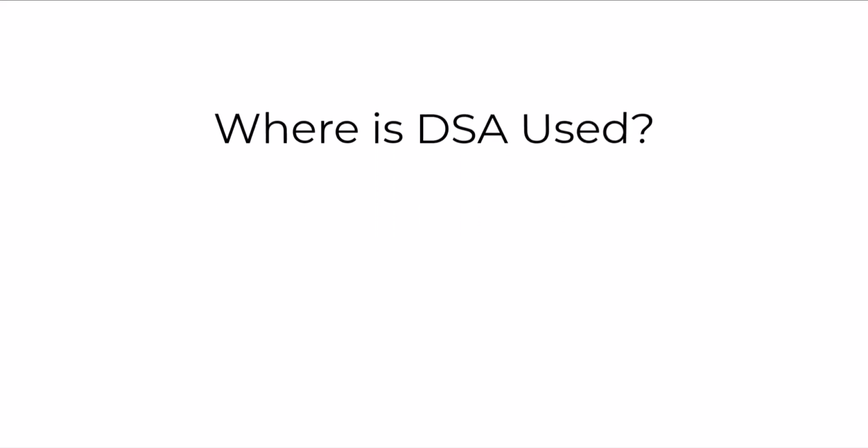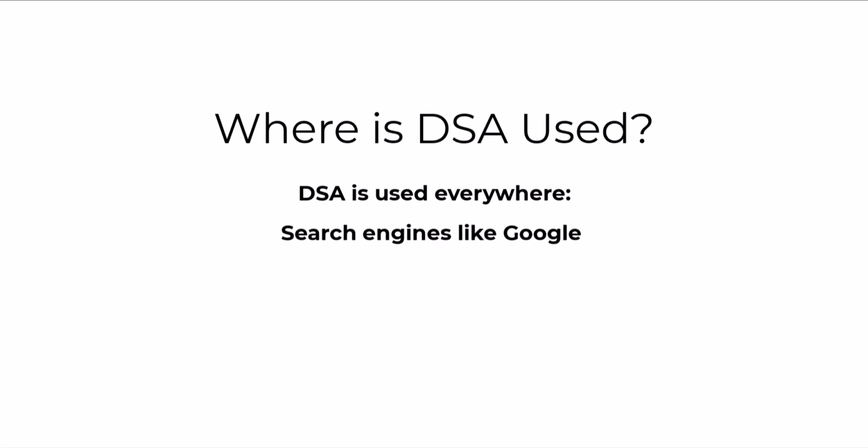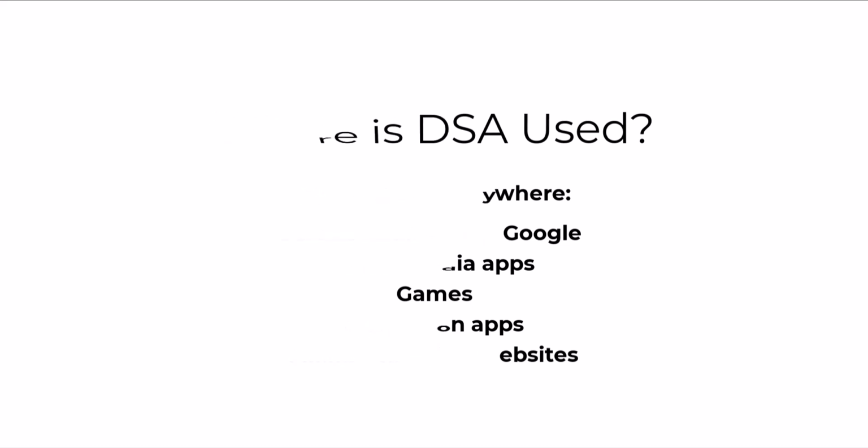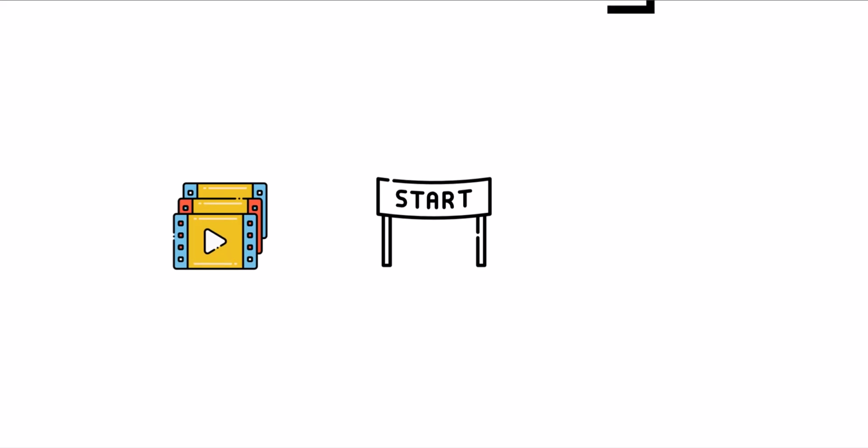So where is DSA used? DSA is used everywhere, like search engines like Google, social media apps like Facebook, Insta, and games, navigation apps, online shopping websites. All these use DSA. So it's basically everywhere. In this series, we'll start from basics and go step by step until advanced topics.